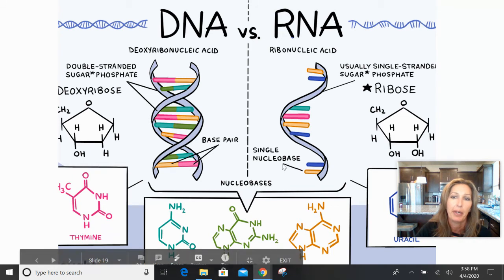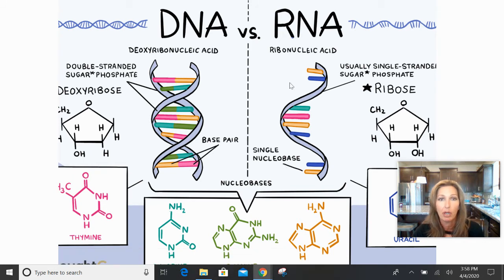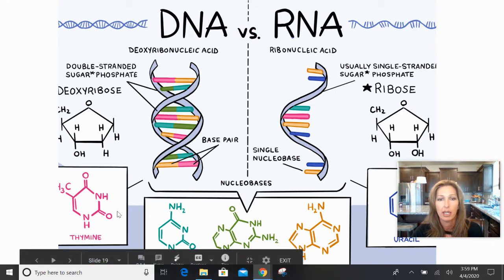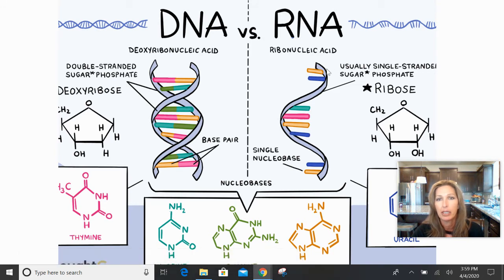So what I put on the PowerPoint for you is just a review of DNA versus RNA as far as the differences in the pentose sugar, the difference in the nitrogenous base, remembering that DNA is double helix, RNA is just a single strand. Make sure you're remembering where the covalent bonds are, and then remember where the hydrogen bonds are as well.